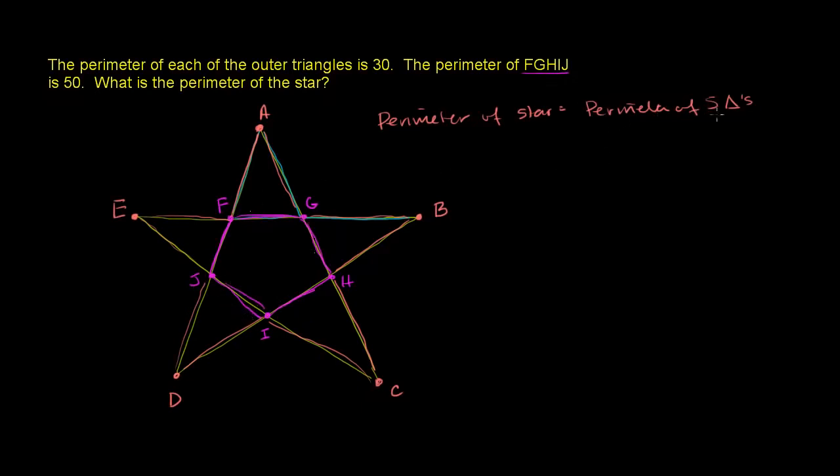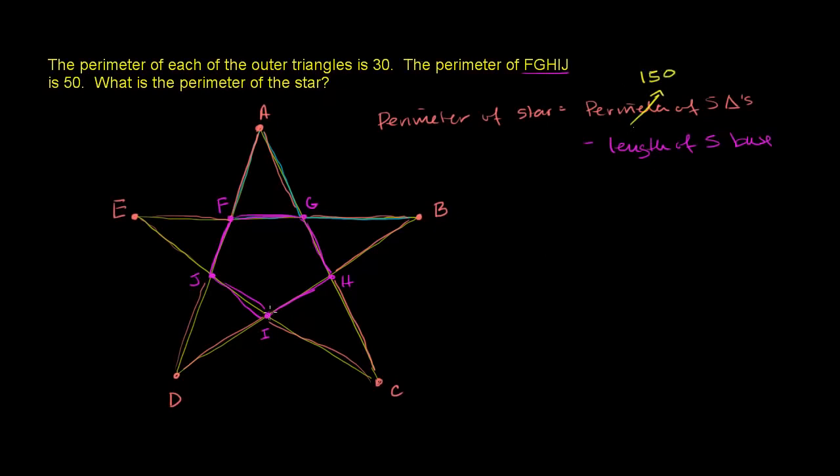So it should be the perimeter of the 5 triangles minus the length of their 5 bases. So what's the perimeter of the 5 triangles? Well, the perimeter of each of them is 30. So the perimeter of 5 of them is going to be 5 times 30, which is 150. Now, we want to subtract out the lengths of their 5 bases.